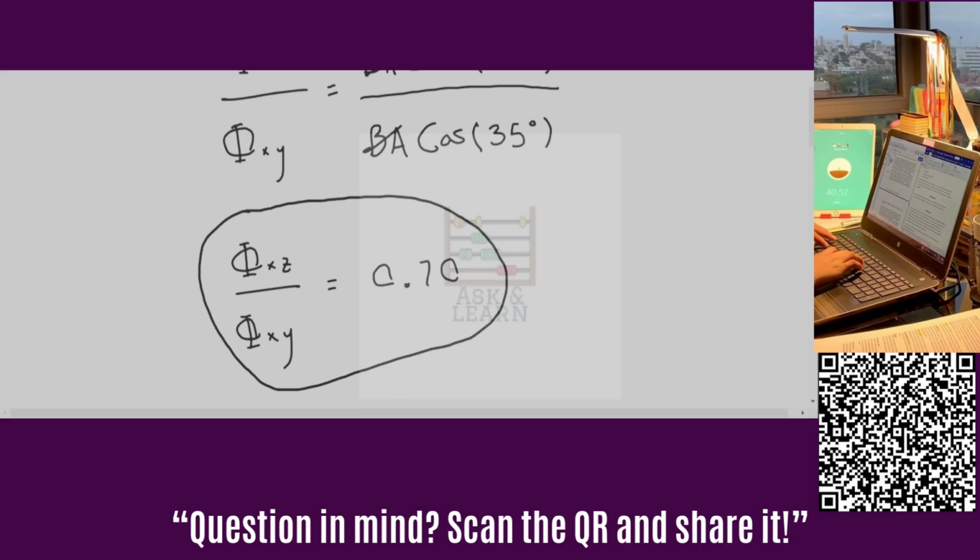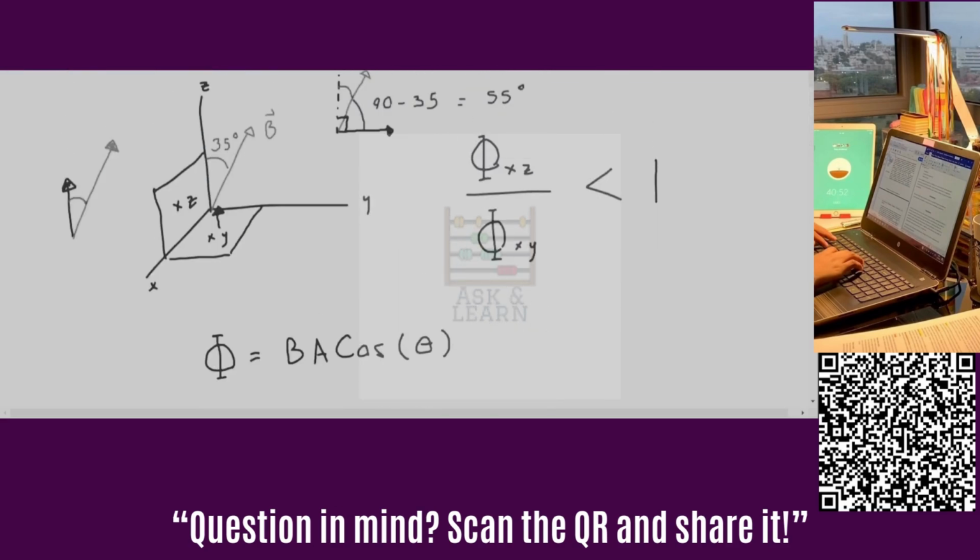So does this match our prediction? Sure does. Just like we thought, the flux through the XY rectangle is going to be greater than that of XZ because its surface normal is more parallel to the magnetic field.